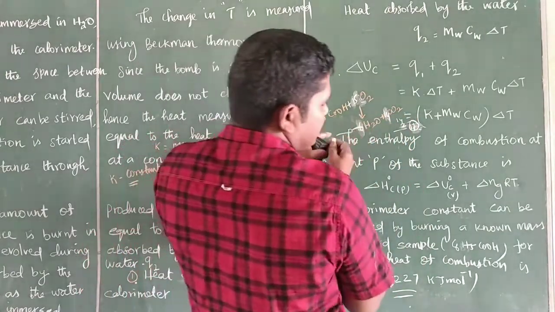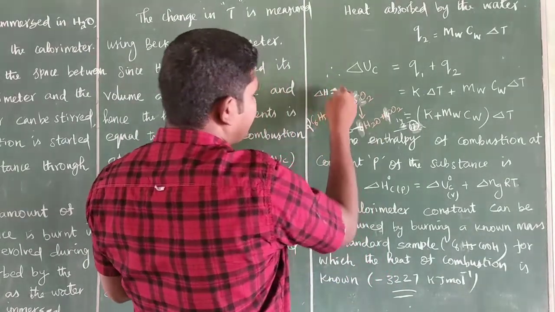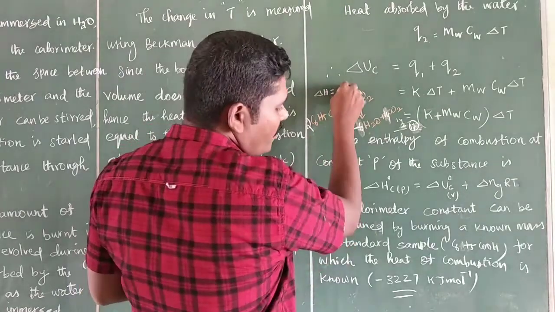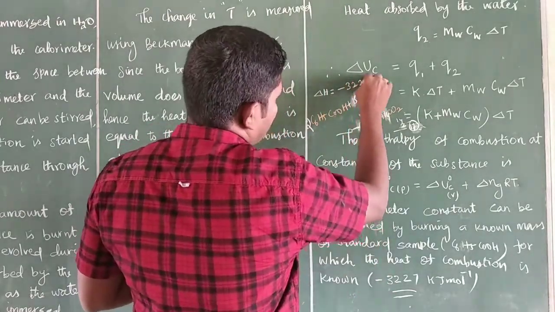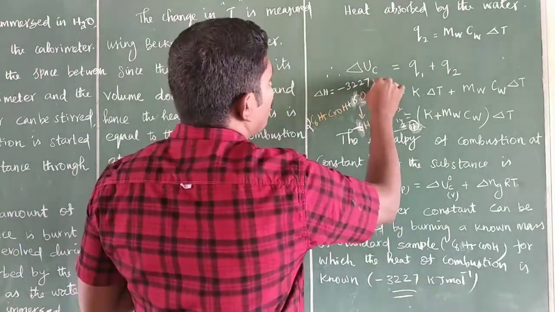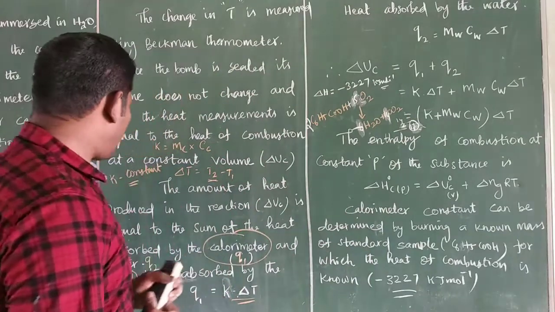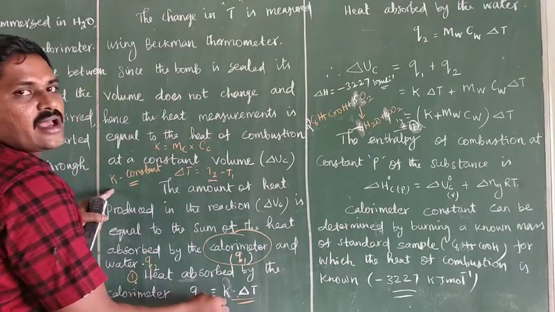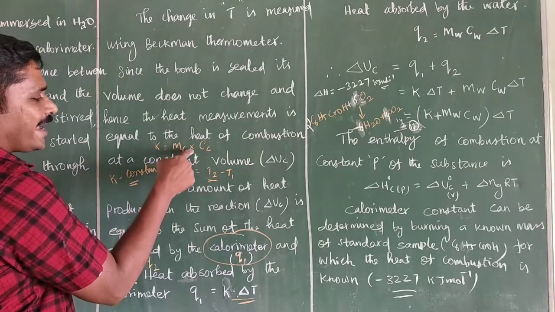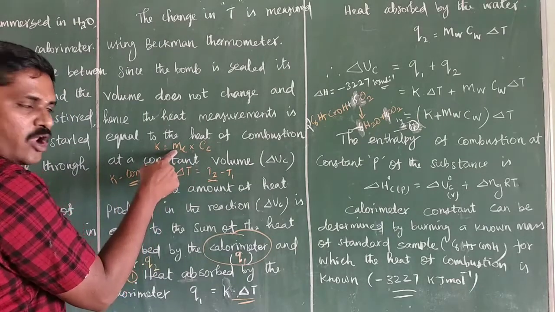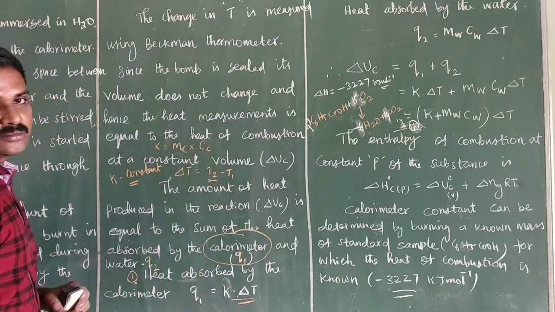In this combustion process, delta H is negative because it is an exothermic process, minus 3227 kilojoules per mole. So the calorimeter constant is equal to the product of the mass of the calorimeter and the heat capacity of the calorimeter.